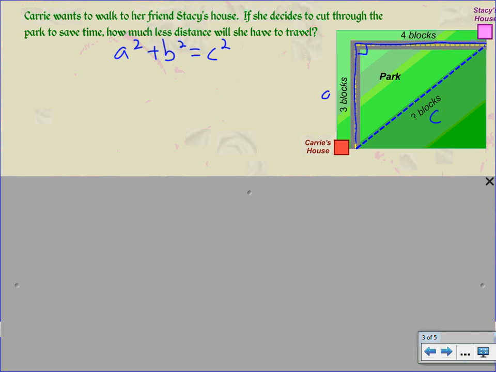I'm going to call A the 3 block one. I'm going to call B the 4 block one, but it's totally up to you. You can switch those if you want. So now we're just going to plug those each in, right? So 3 blocks goes in for A.